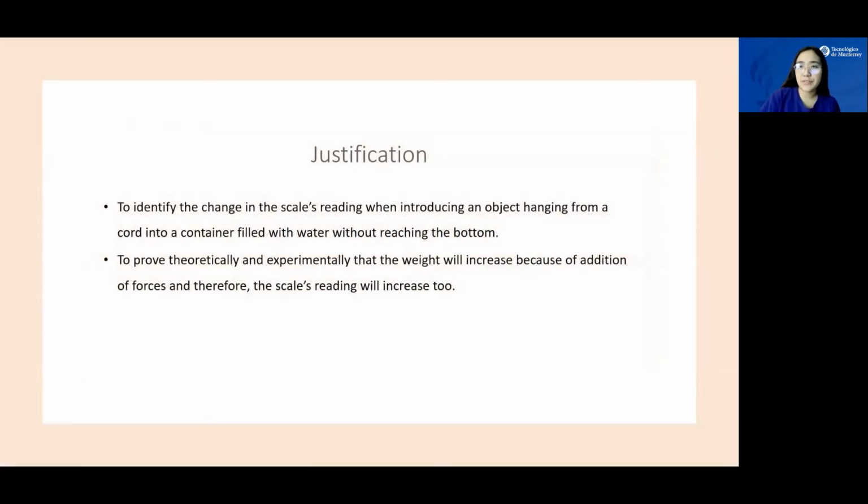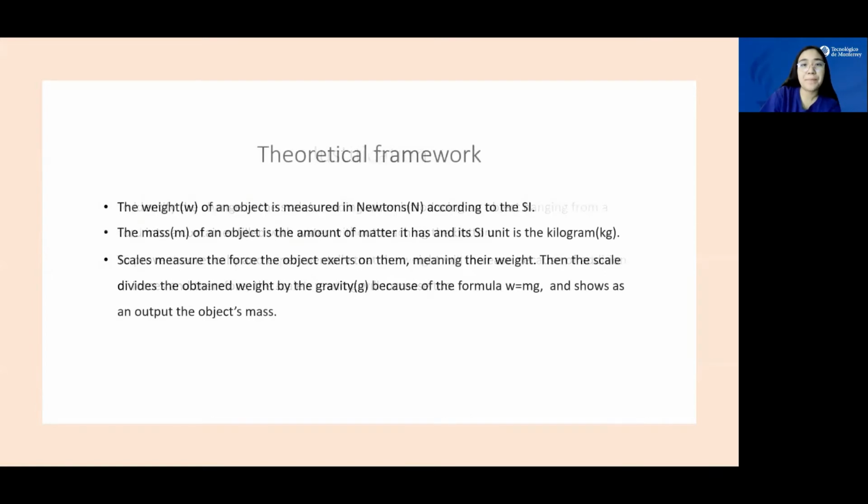The justification of my project is to identify the change in the scale's reading when introducing an object hanging from a cord into a container filled with water without it reaching the bottom. It's meant to prove theoretically and experimentally that the weight will increase because of additional forces, and therefore the scale's reading will increase too.